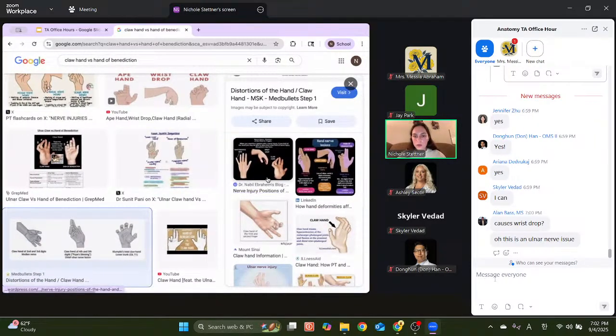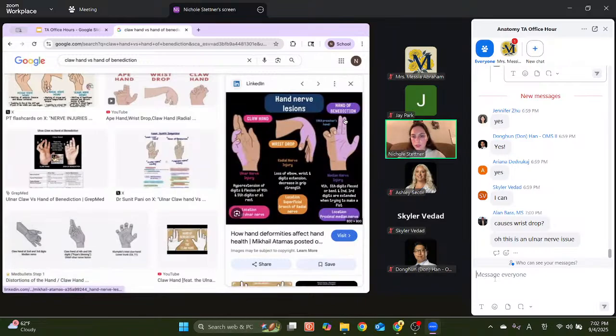Oh yeah, this is a good hand of benediction. So that's what the hand of benediction looks like. Sometimes when you first look at it, they kind of look the same. But once you realize that for the hand of benediction, these fingers can't flex, and for the claw hand, they can't straighten their fingers, basically because the ulnar nerves have been impaired.